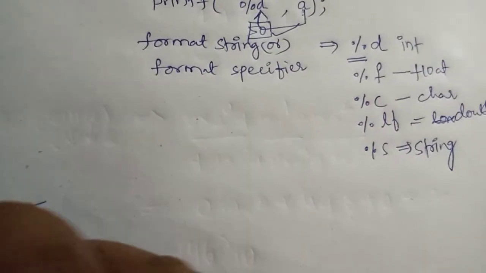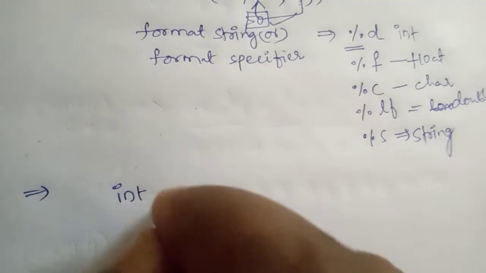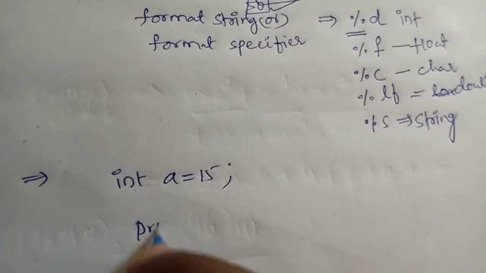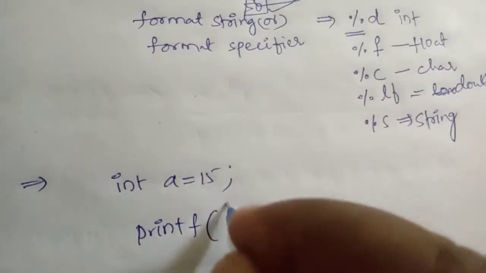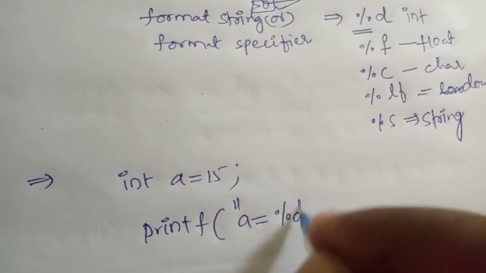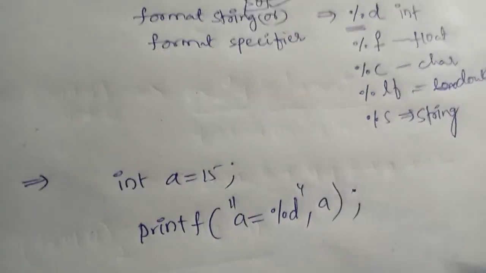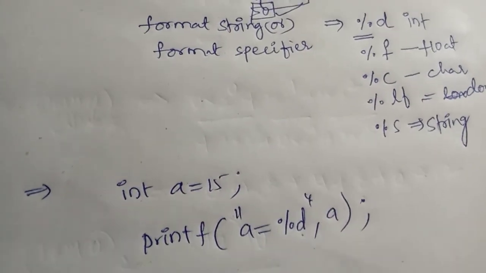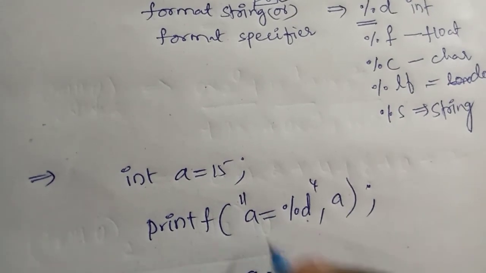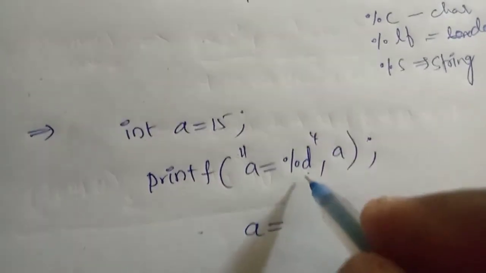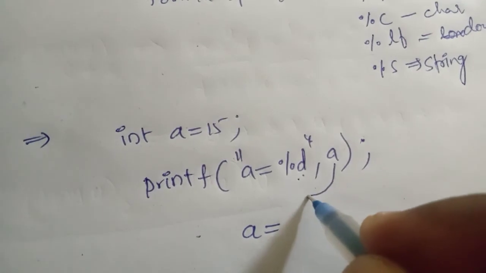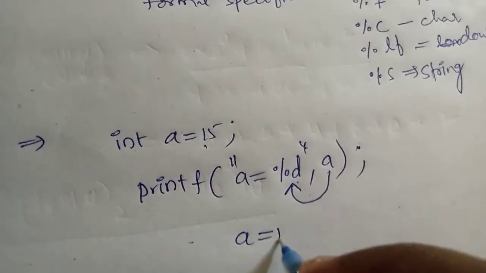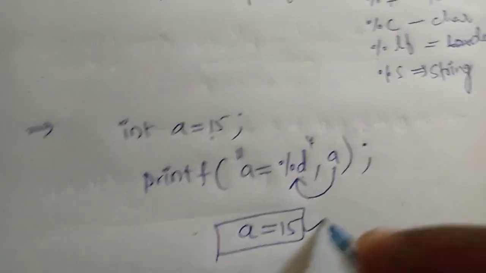And one more example, the same example I am writing like this: int a equal to 15. So I am writing printf a equal to percentage d, comma a. Simple, in double quotes what you have written is a equal to percentage d, so you will get a equal to first, and then in the place of percentage d the value of a will be substituted. So what is the value of a? 15. So you will get the output like this.